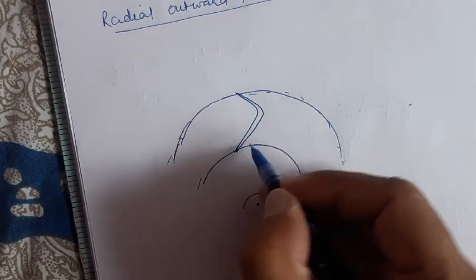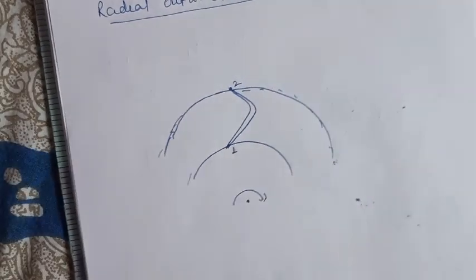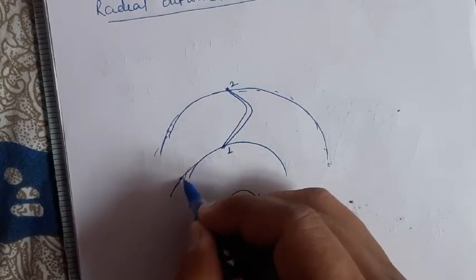So water enters at this point. This is the entry point. This is the exit point. So this is radial outward flow. This signifies radial outward flow. Now observe.